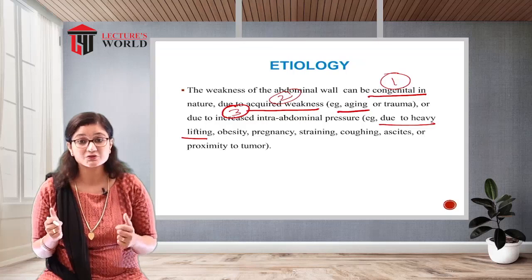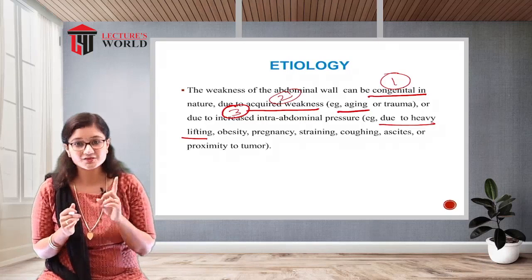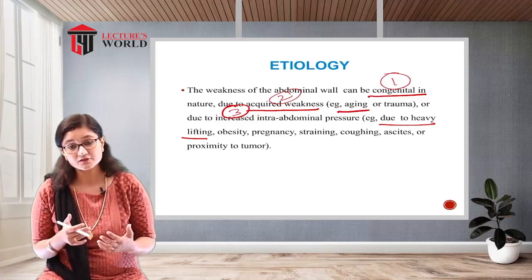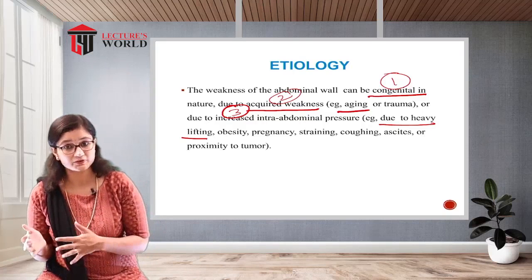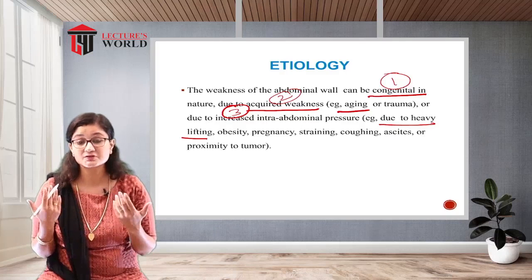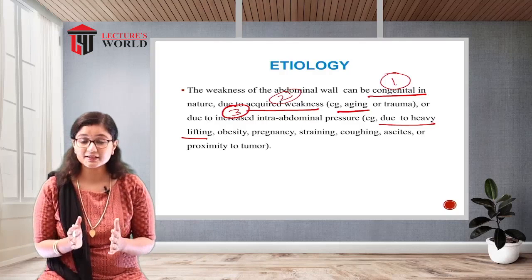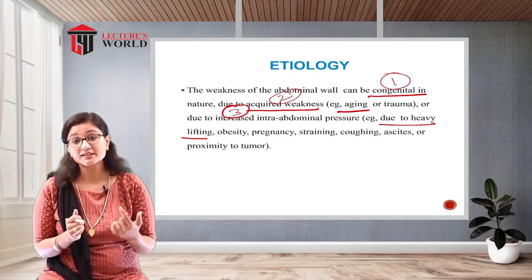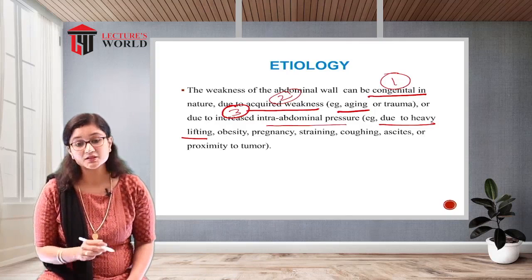but you are using your abdominal muscles also to lift heavy objects. It is not that you lift once and you get a hernia, no. You are using your abdominal muscles for a longer period of time for lifting very heavy objects. That time it can lead to hernia. So that is one of the causes for the increase in intra-abdominal pressure.